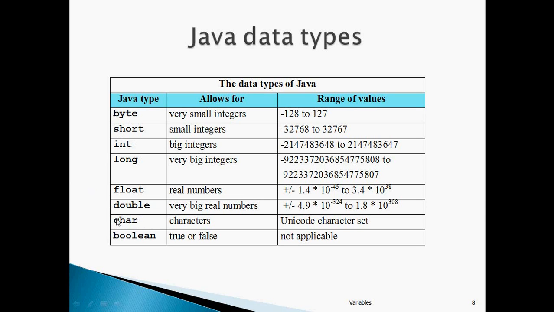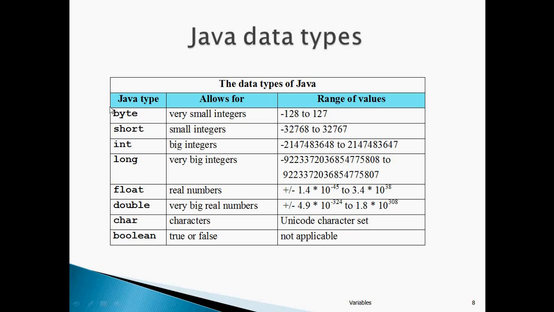If you want a character, use char. And see boolean here, just ignore this for the time being. I'll explain this later on. You won't really be using this, not for the moment at least. Just be aware it exists. It only has true or false values. That's what a boolean is. A boolean question is a question with only an answer of true or false.